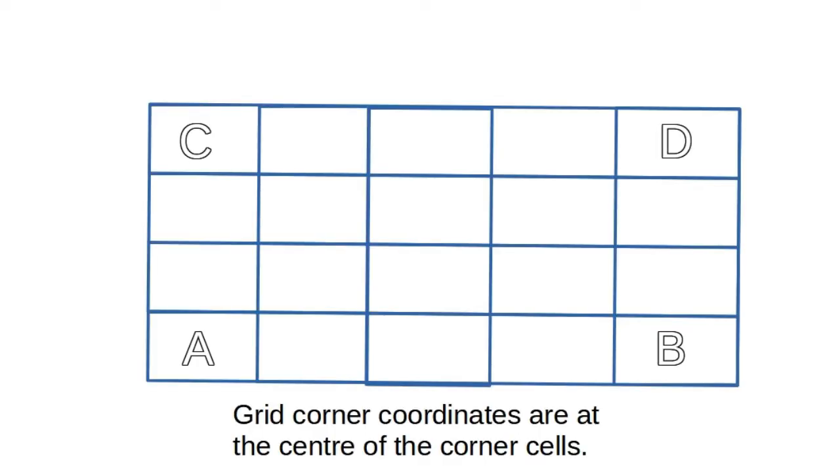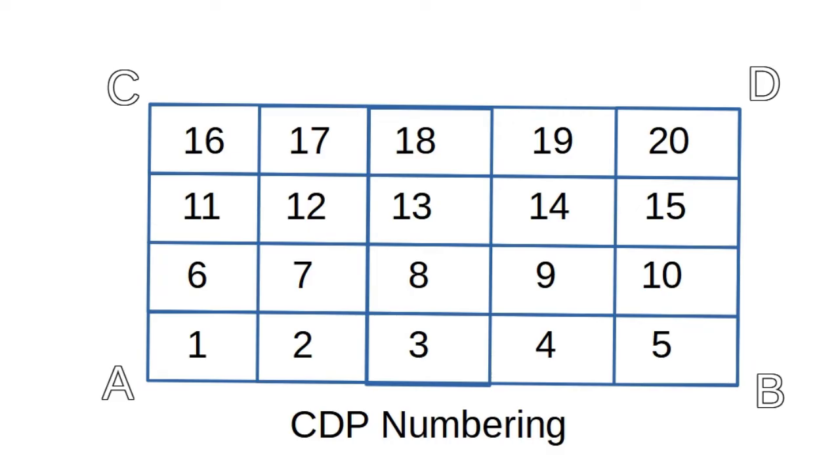Grid corner coordinates are at the center of the corner cells. This means the grid area actually extends one half of a cell width more than the area enclosed by the 4 corner coordinates. CDP numbering starts at 1 at corner A and increments by 1 to corner B. Then it continues in the same way from the cell nearest A.